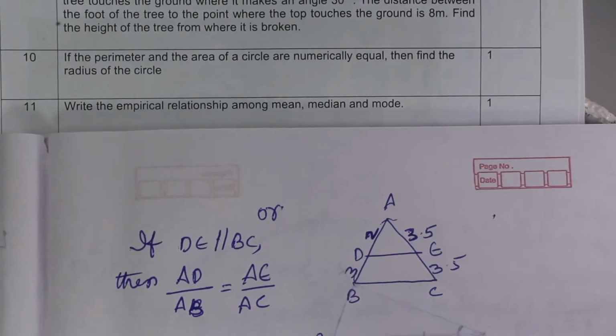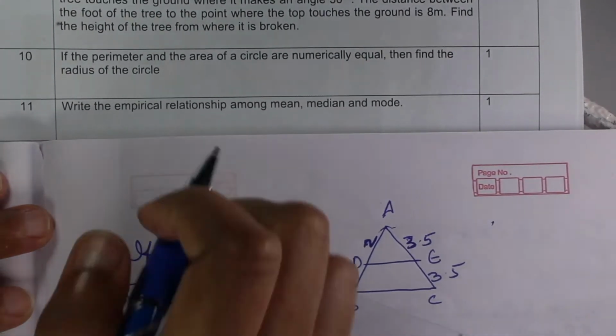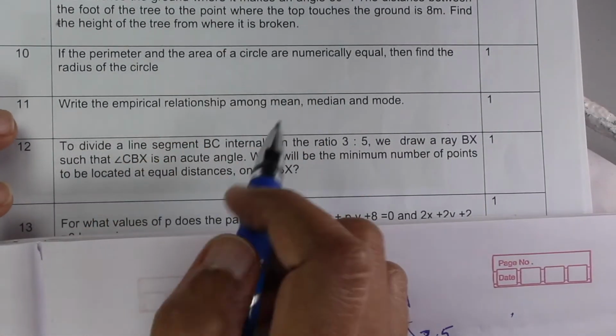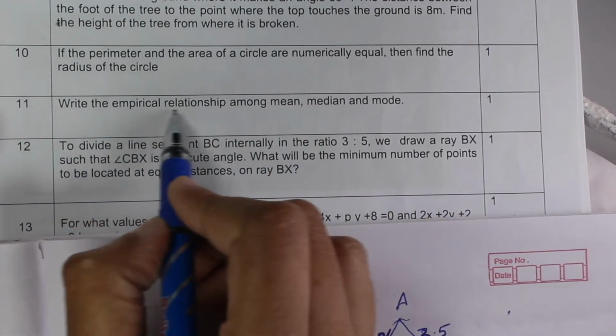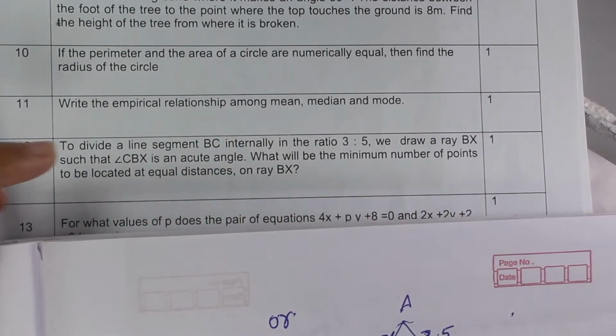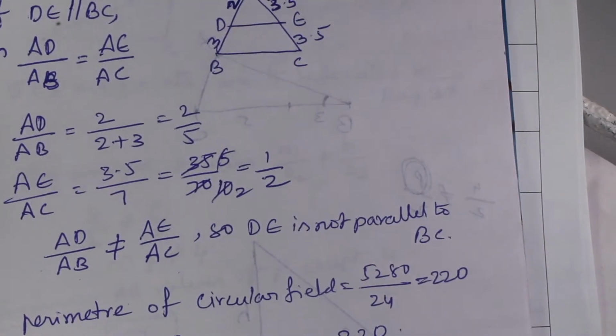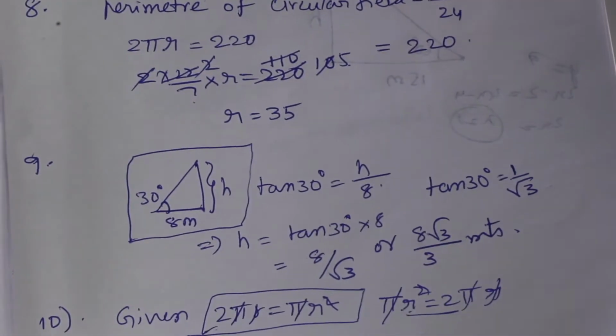Now the next question is, write the empirical relationship among mean, median and mode. So we have to find out the relationship between mean, median and mode.